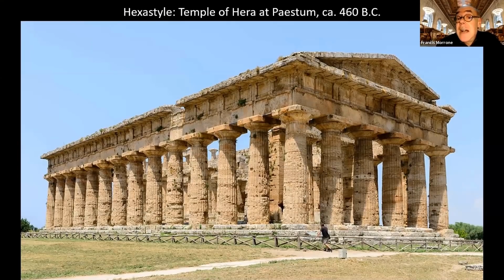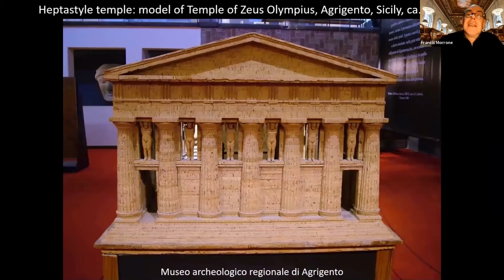Hexastyle, 6 columns in the front. Here's 7 columns, just in case you were thinking to yourselves, I can't imagine a temple front with an odd number of columns. There is such a thing. This is a heptastyle temple, which we just saw, Zeus Olympius in Agrigento.